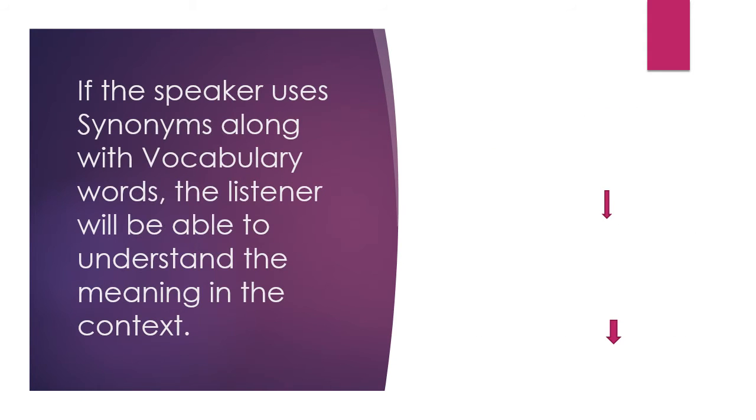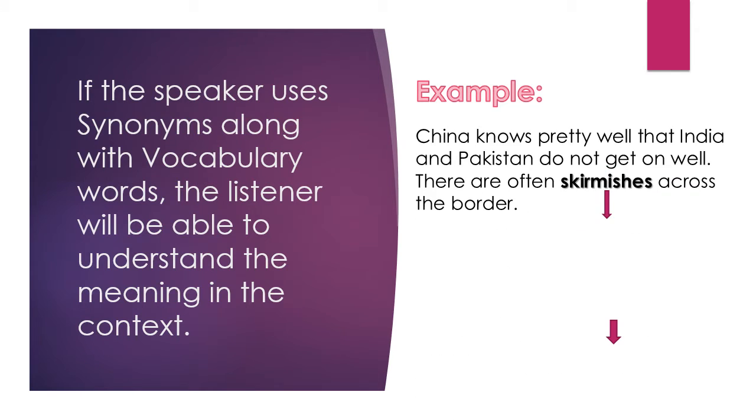If the speaker uses synonyms along with the vocabulary word, then the listener will be able to understand the meaning in the context. For example, China knows pretty well that India and Pakistan do not get on well, so there are often skirmishes across the border. So here, skirmishes is the vocabulary word.